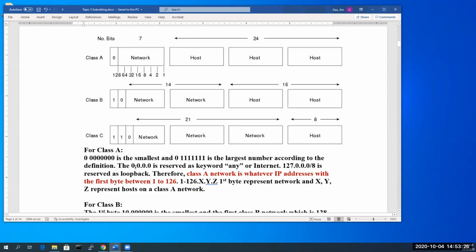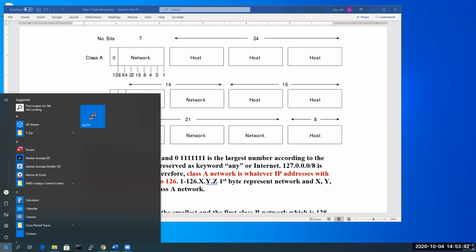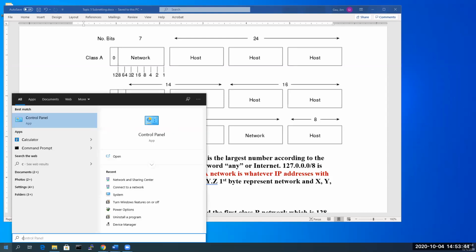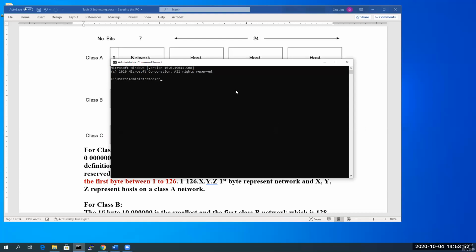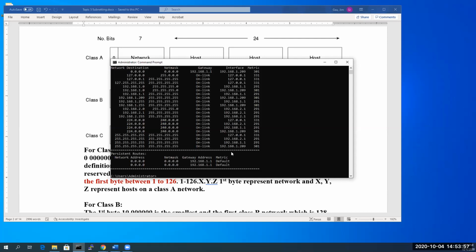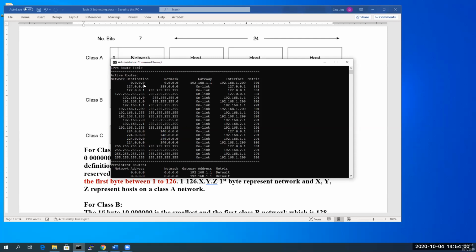However, 0.0.0.0 is reserved as a keyword for any, or you can refer to it as the internet. If you do a route print, you will see 0.0.0.0 in there. For instance, if you go to your computer, go to the command prompt and do something like route print -4 to see IPv4, you can see 0.0.0.0, that's your default gateway.